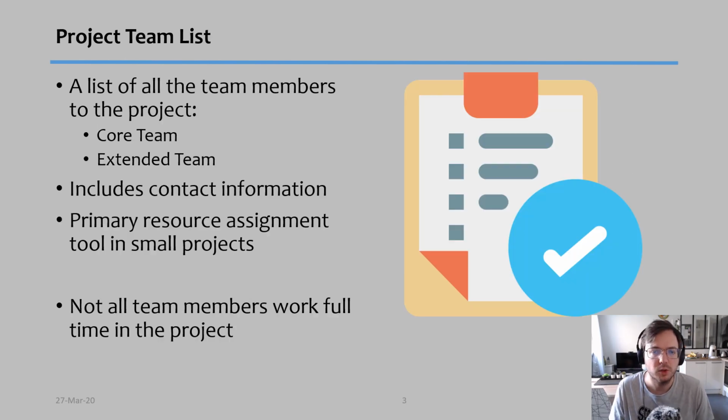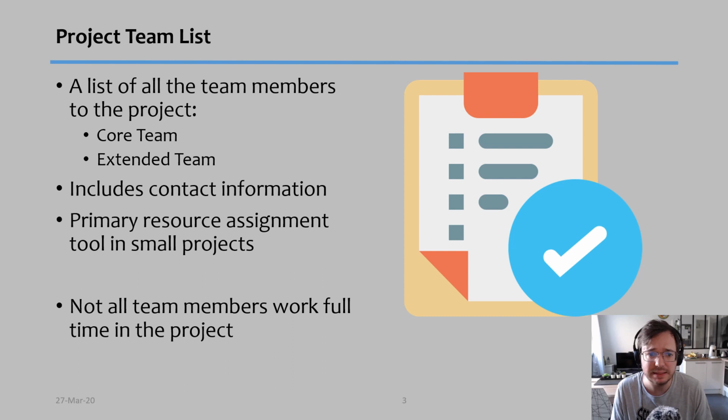So on most projects that I do, actually the vast majority of them, I always use the project team list. This is a great document that basically helps us organize everyone that works on the project, that is part of the core team, or anyone that is directly involved with the project, or indirectly as well.